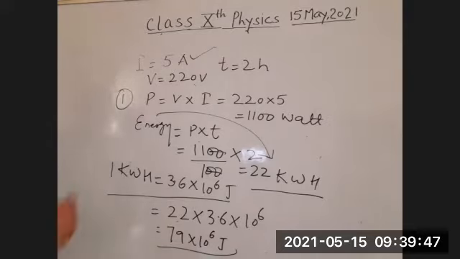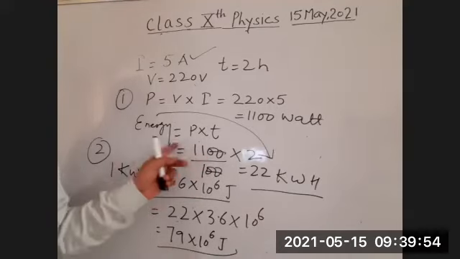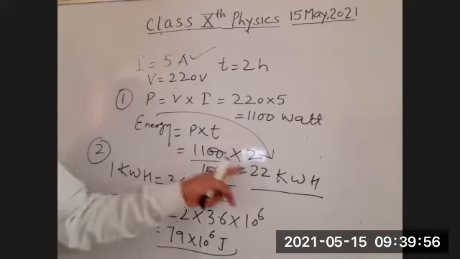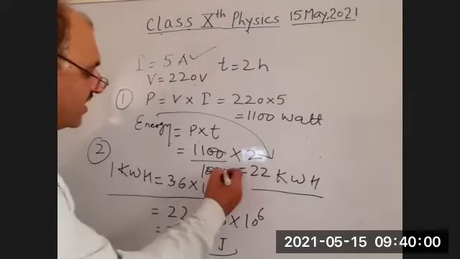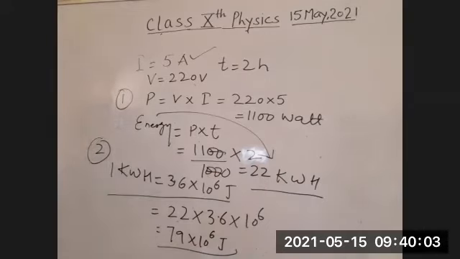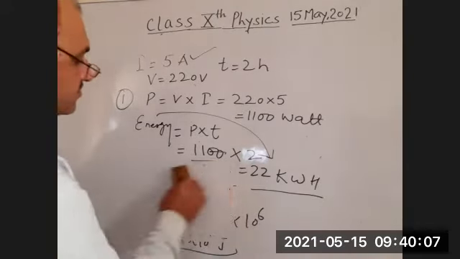Now this is your second answer. First we calculated the power, then after calculating the power, now we will convert this power into kilowatt hour, for making watt into kilowatt. Slightly there is a change.